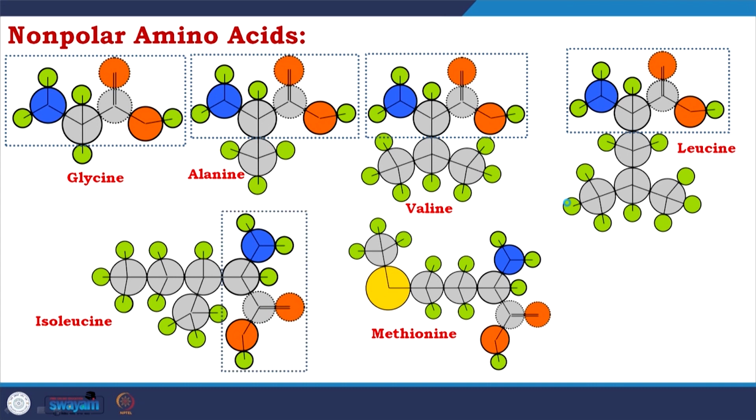In isoleucine you get CH CH3 CH2 CH3. In methionine you get CH2 CH2 S CH3. So, now you see we are getting close to the structure, we are looking at the volume, because all the structures are now developed according to the apparent size. So, we make the balls according to how they are comparatively looking like.